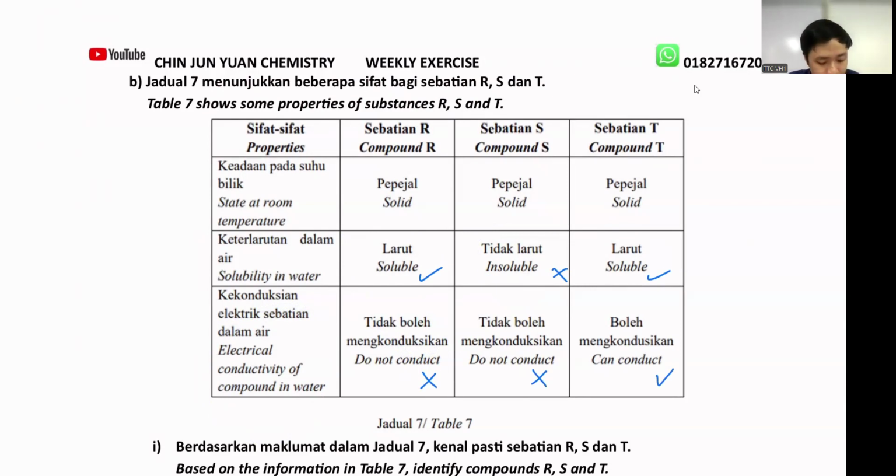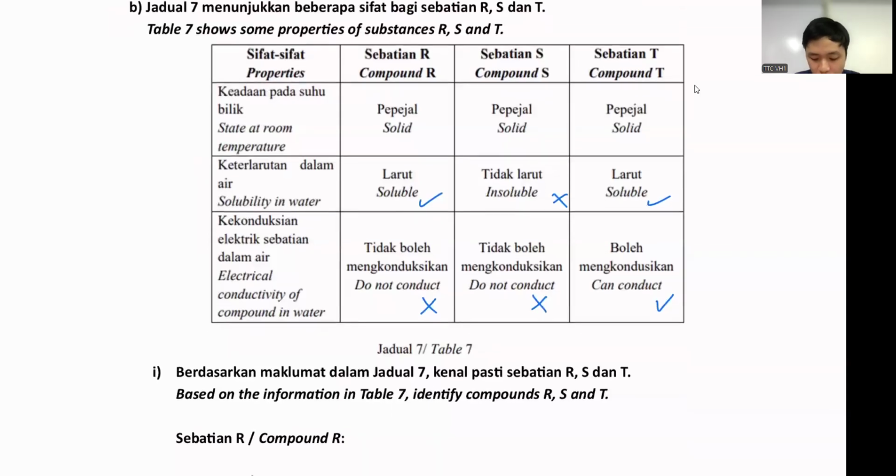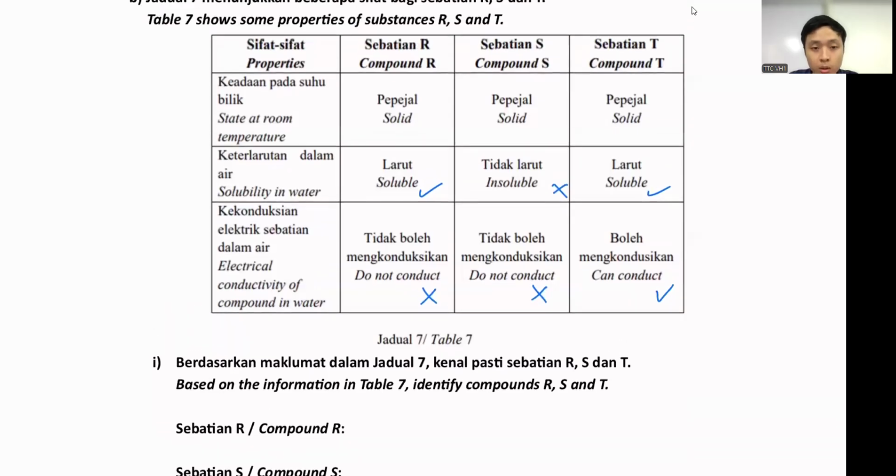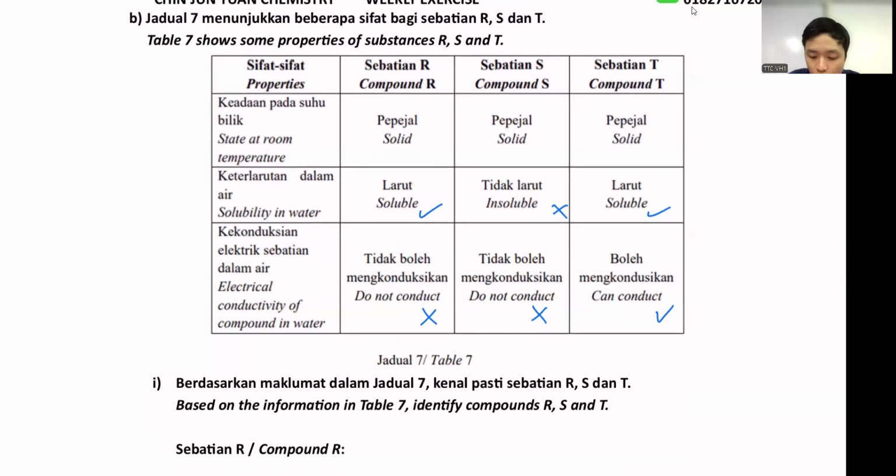So in this case, based on the information in table 7, identify compounds R, S, and T. This question will be slightly tricky. So we analyze: all of these are in solid form at room temperature, but some of them are soluble, some of them insoluble, and not everybody can conduct electricity.